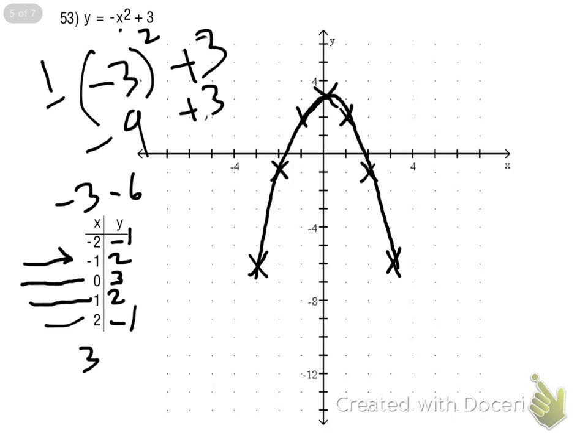It is now an upside down U shape. It's a negative x squared graph. It's upside down. But look at the pattern here. Plus 3. You see? It's still gone up 3, but it is upside down. That's a negative x squared graph.